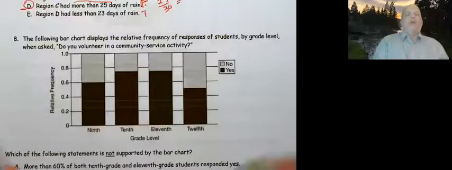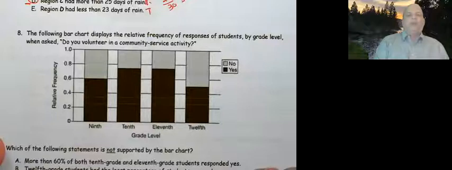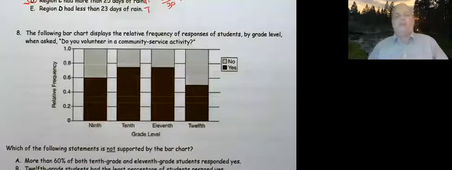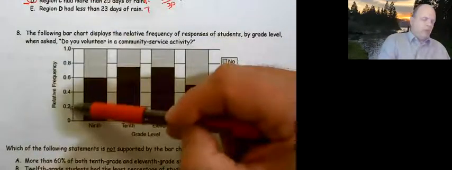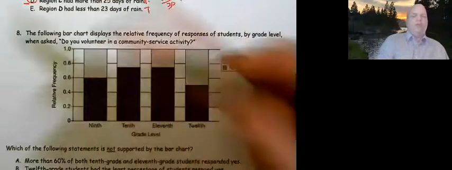The following bar chart displays the relative frequency of responses by student by grade level when asked, do you volunteer in community service activities? Now, notice they did not provide an actual number. We don't know how many 9th graders, 10th graders, 11th graders, or 12th graders there are. All we have are relative frequencies, and they're broken down 20%, 40%, 60%, 80%, and 100%.